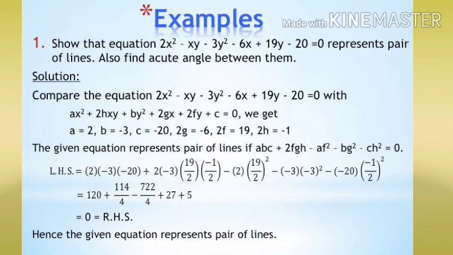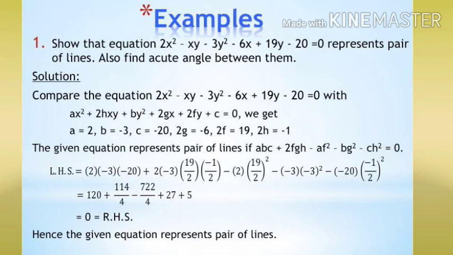Show that the equation 2x² − xy − 3y² − 6x + 19y − 20 represents a pair of lines, and also find the acute angle between them. First, we will compare the given equation with the general equation and get the values: a is equal to 2, b is minus 3, c is minus 20, 2g is equal to minus 6, which means g will be equal to minus 3, 2f is equal to 19, which means f will be equal to 19 by 2, and 2h is equal to minus 1, which means h will be equal to minus 1 by 2.